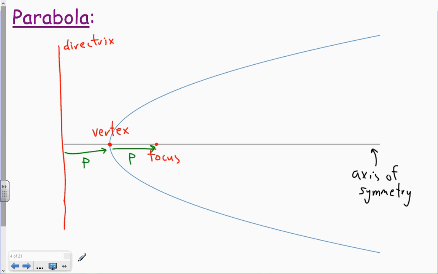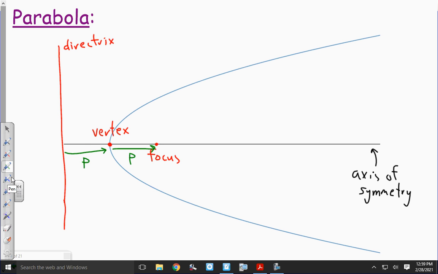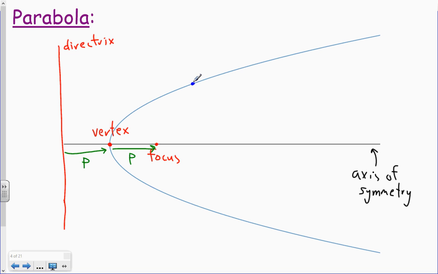And if I pick a point, again, that's nice because I only have one value there. I don't have to deal with A, B, C, and D. It's just the value of P. If I pick a point, X, Y, on my parabola, and I measure the distance, so let's measure the distance from that point to my directrix. We call that D1, just like we saw with the other two conics.